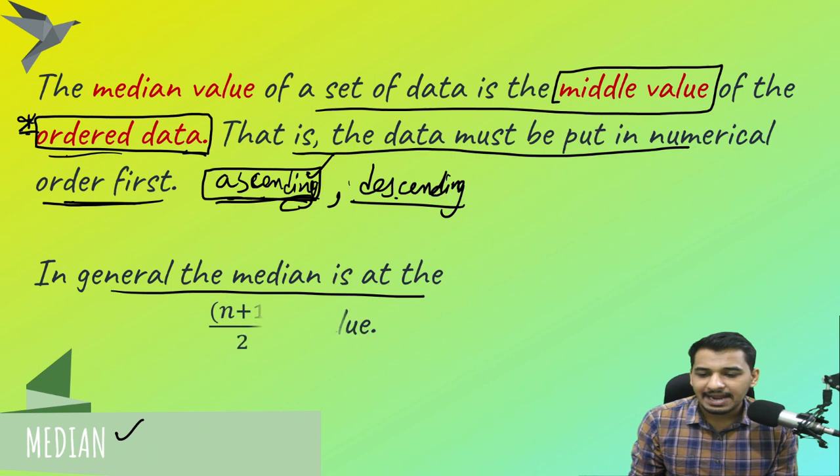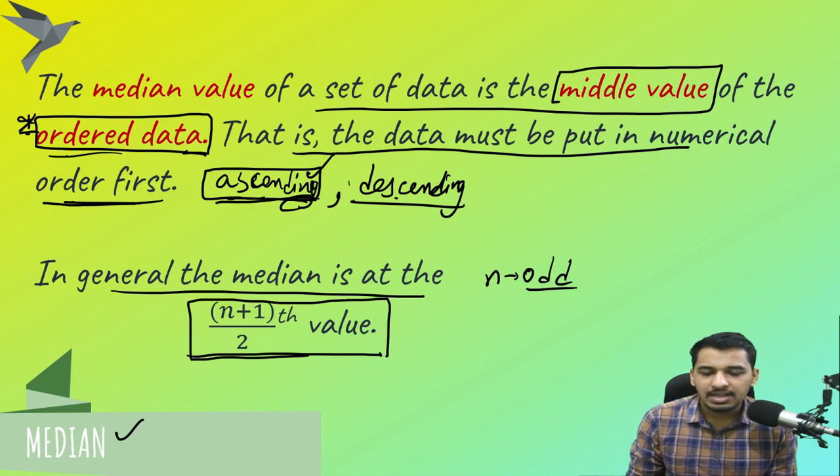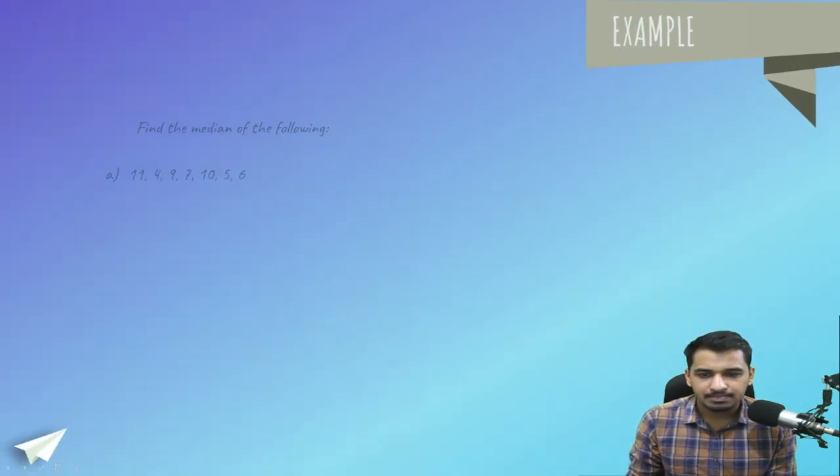In general, the median is at the n plus 1 by 2th value, where n is odd. When n is odd, then the median is the n plus 1 by 2th value. For even values, I will tell you later. But for odd cases, the median is at the n plus 1 by 2th value. Let us look at an example. It will become much more clear to you.